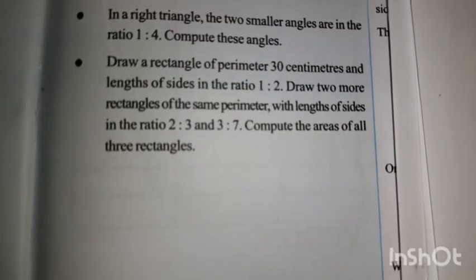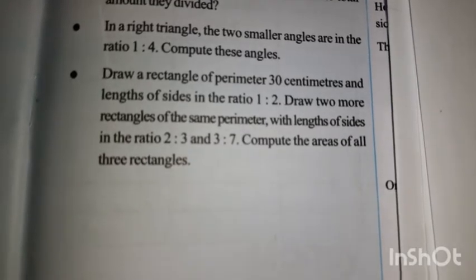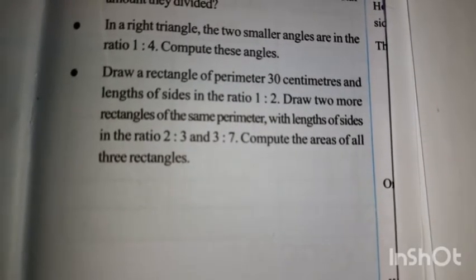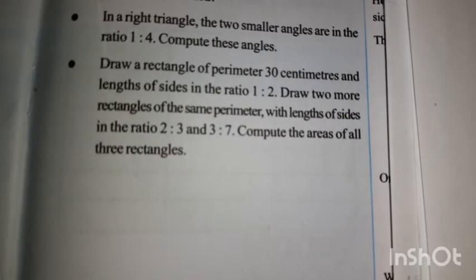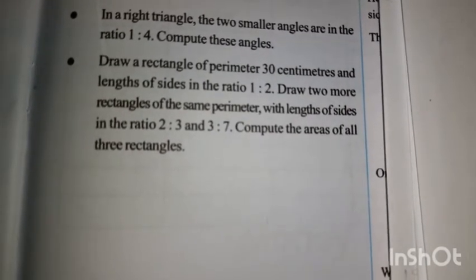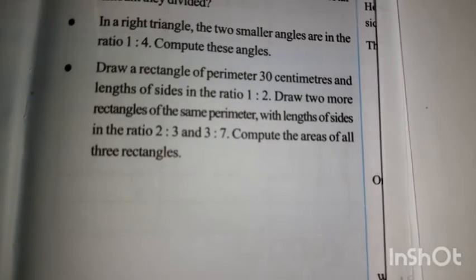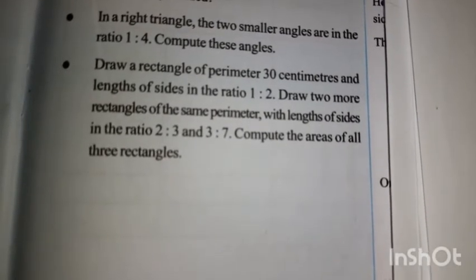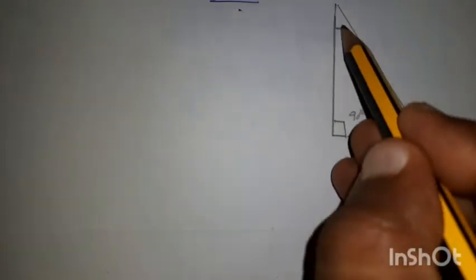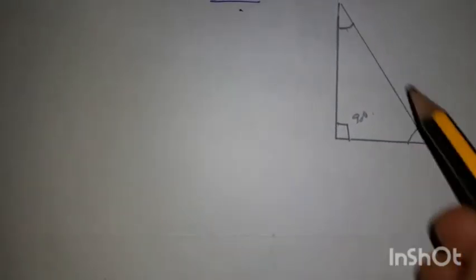In a right angle triangle, the two smaller angles are in the ratio 1:4. Compute these angles. This is a right angle triangle, so this is 90 degrees. Which are the smaller angles? These two angles. What is the total of these two smaller angles? That is also 90.